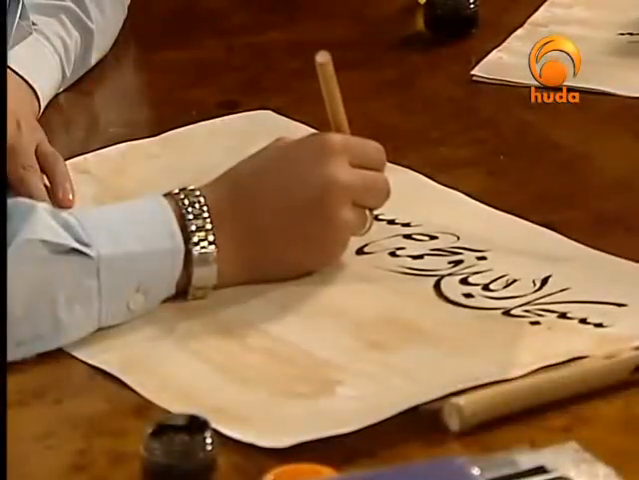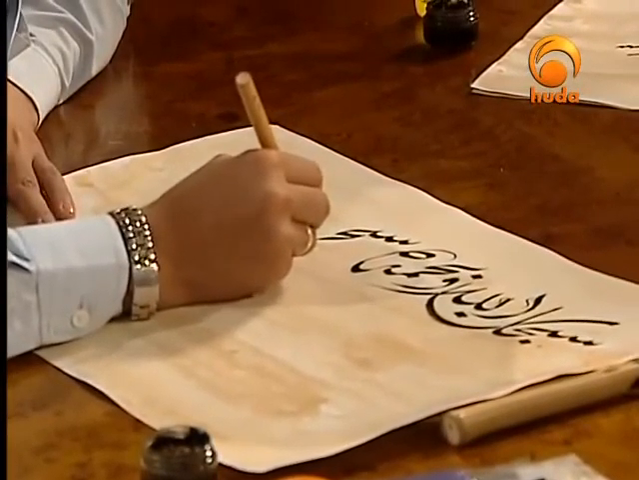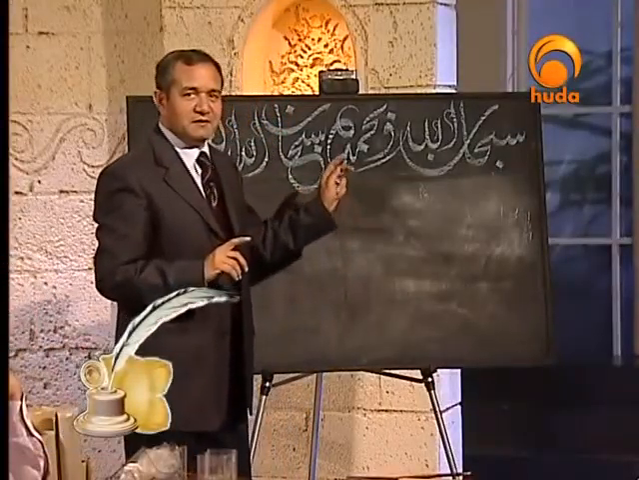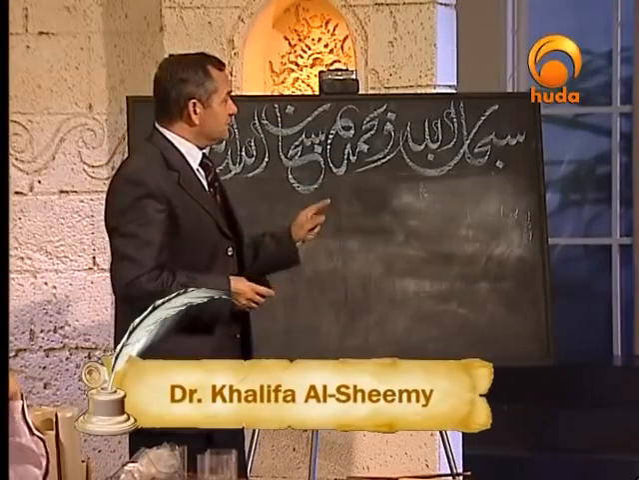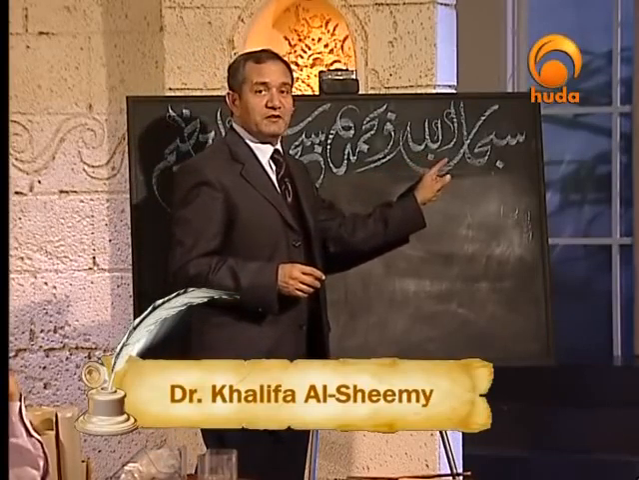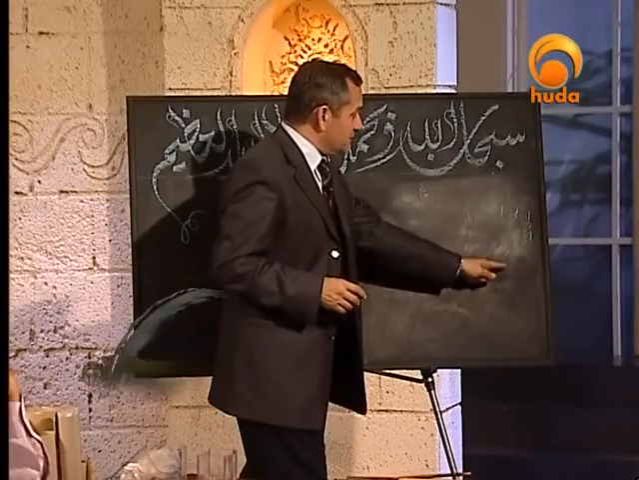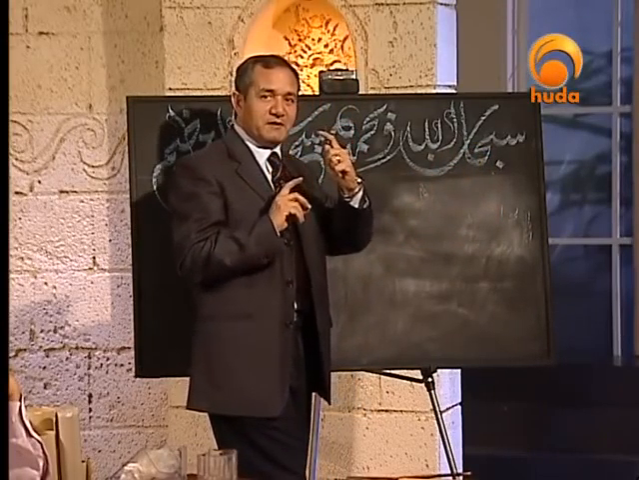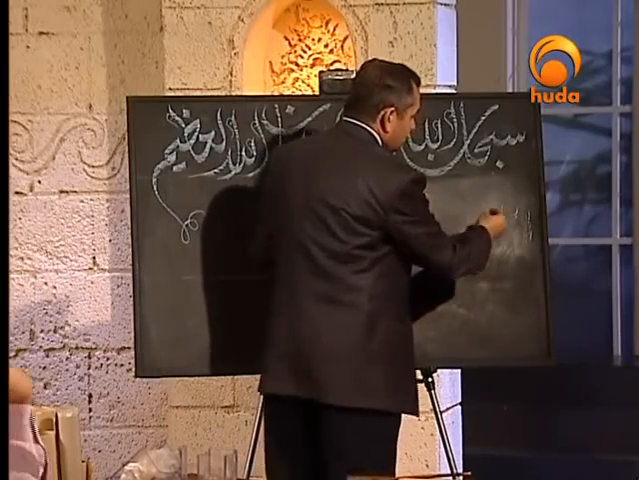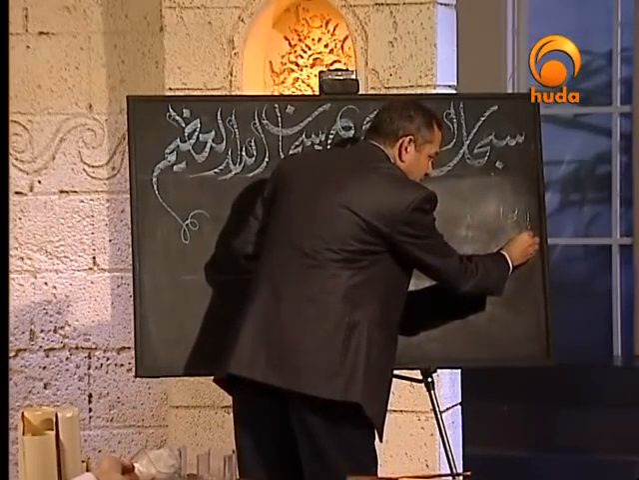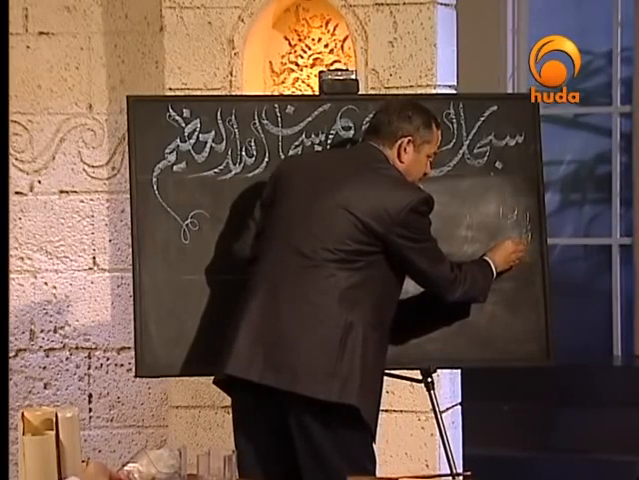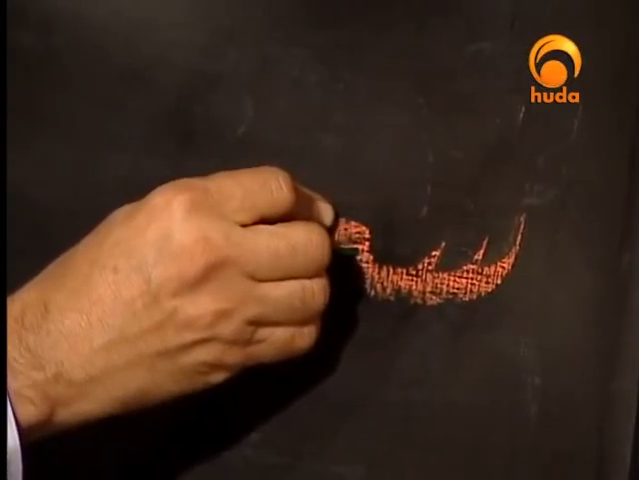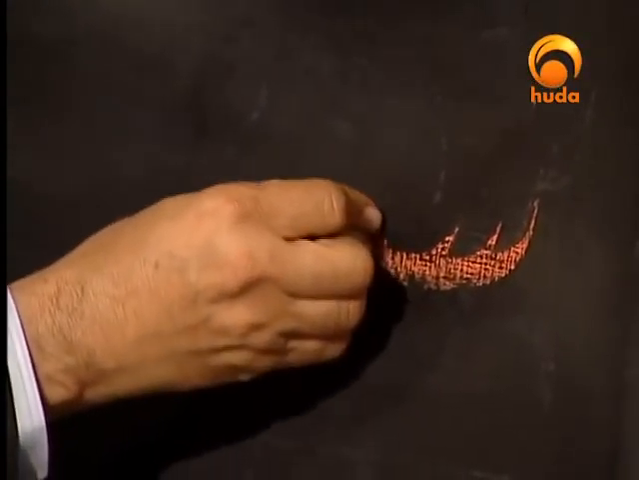Now I'm going to write the same sentence in Diwani to see the difference between both styles. I would like you to follow me while I'm writing the letters, because it's the same sentence, so you can see the difference. I'll start with the sin of Subhan. Here there is not too much curve up. The curve of ba also.